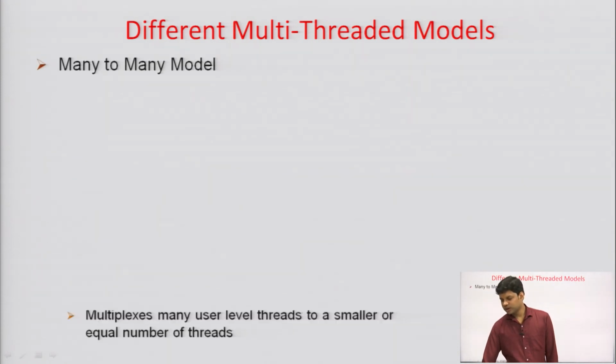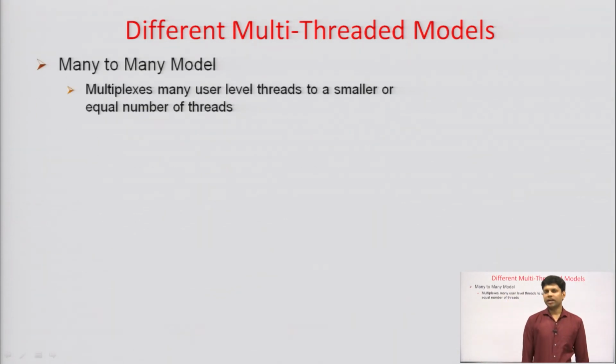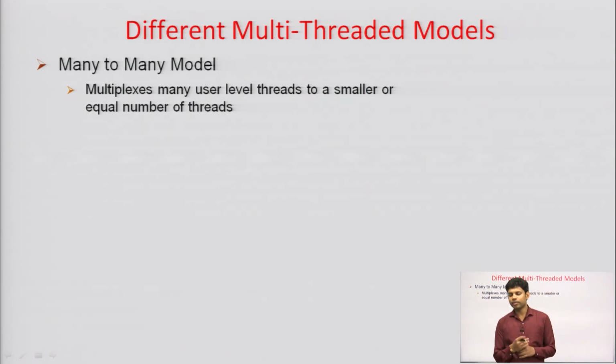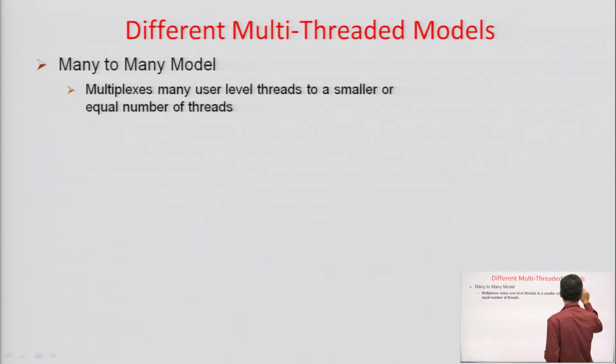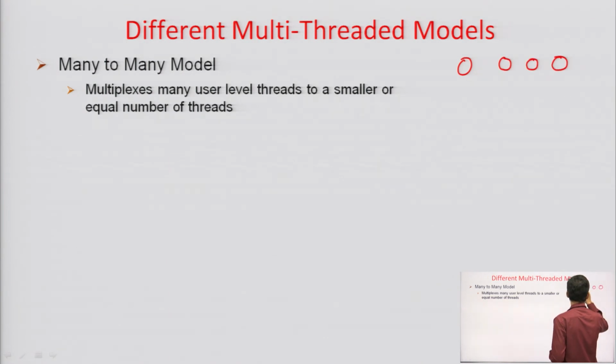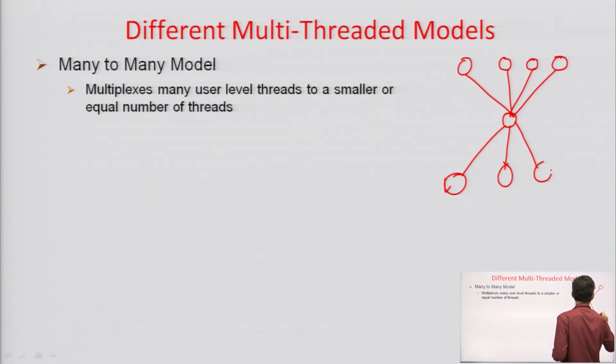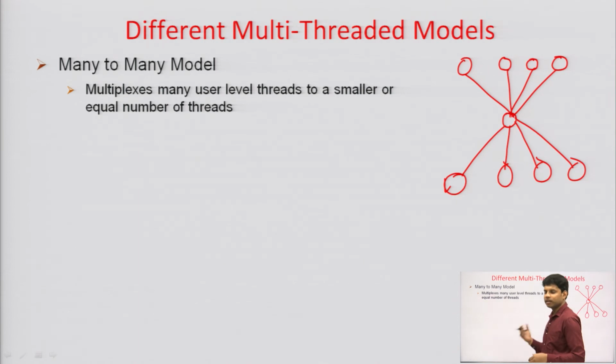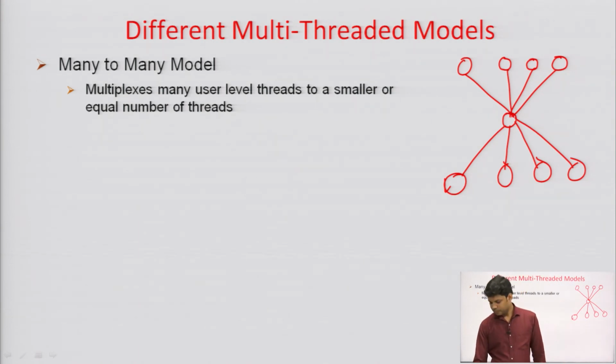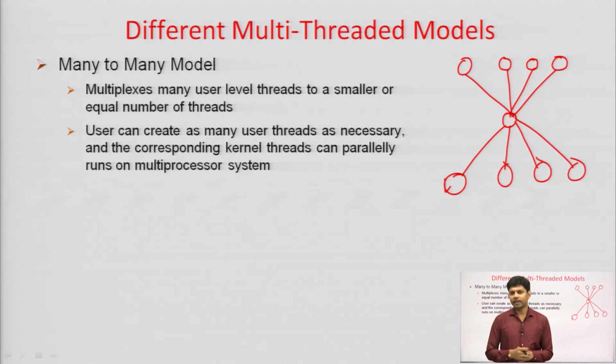Now the last model is the many to many model. It multiplexes many user level threads to a smaller or equal number of kernel threads. Like, if n user level threads are there, they are multiplexed to n different kernel threads. This is not fixed; it is not bound to any particular kernel thread. Users can create as many user threads as necessary, and the corresponding kernel threads can run in parallel on a multiprocessor system, of course.